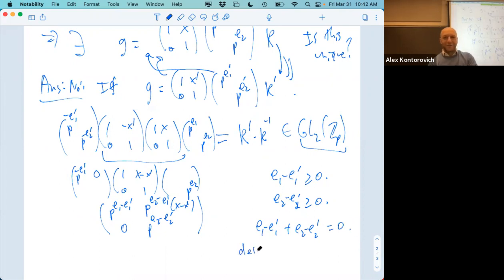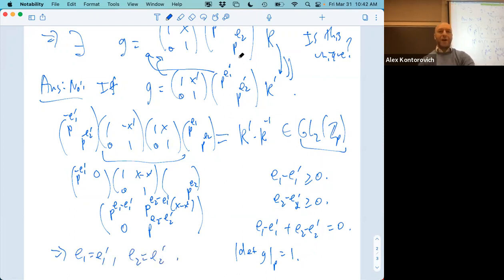Right? The determinant of G has to be in ZP, has to have p-adic value 1. But the only way to do that is p to the 0. So I have two positive numbers adding to 0, so the two numbers must be 0. So we proved that E1 equals E1 prime and E2 equals E2 prime.